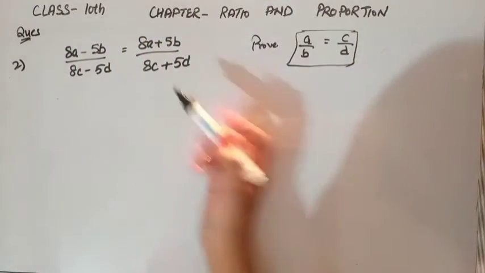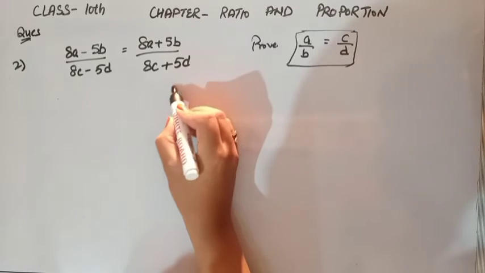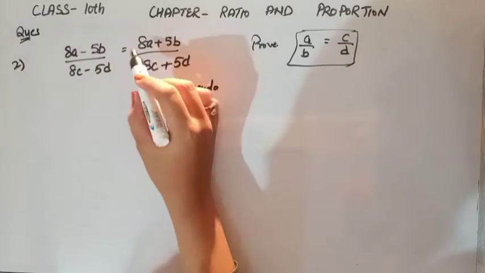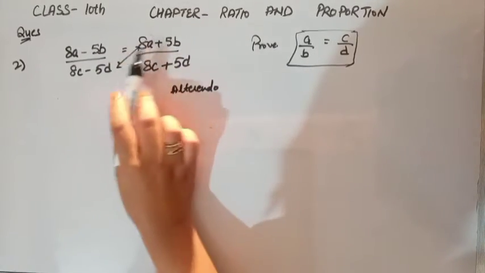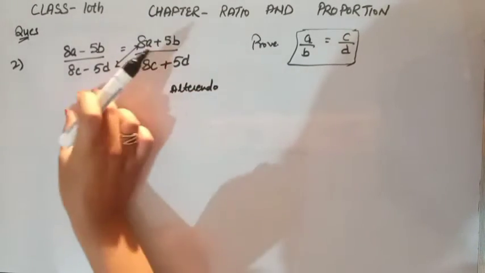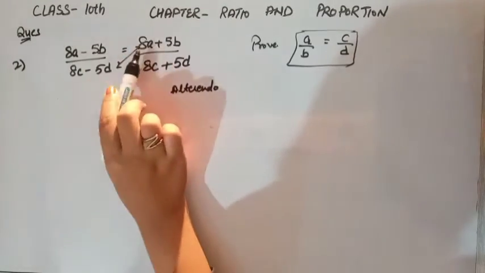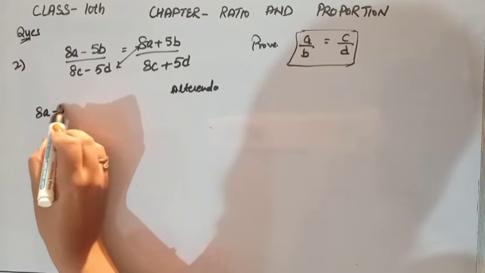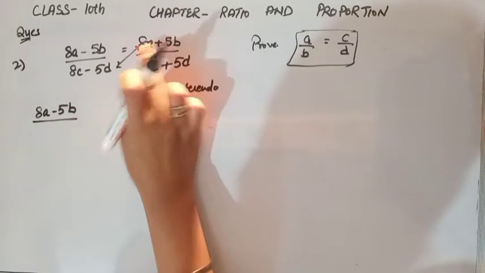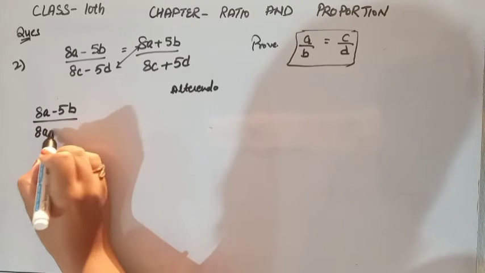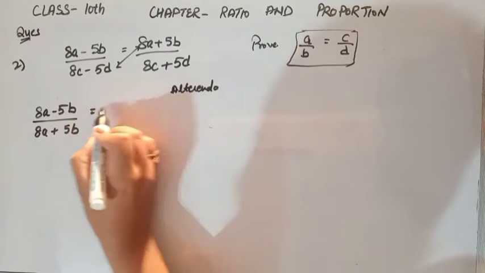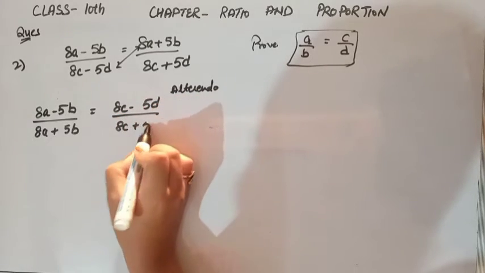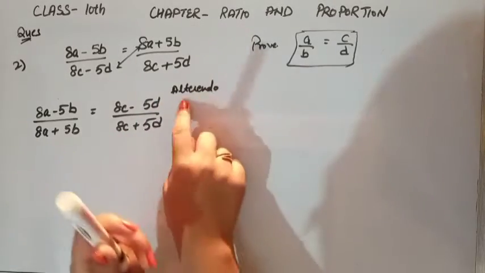So we will first apply alternendo. We have to first apply alternendo to change the position of these, A and B terms on one side and C and D terms on the other side. So by applying alternendo, it will form (8A minus 5B) upon (8A plus 5B) is equal to (8C minus 5D) upon (8C plus 5D). We have got this by applying alternendo.